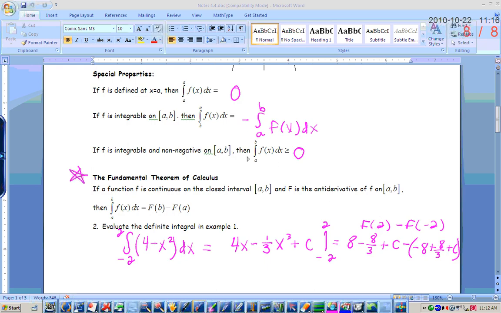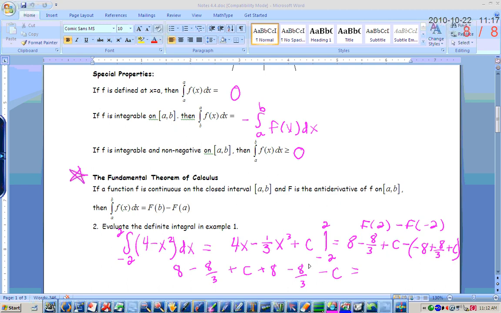Everybody okay? Okay, so let's clean this up. Or at least distribute. So I've got 8 minus 8/3 plus C plus 8 minus 8/3 and then minus C. What happens to those C's? They cancel. Do you think they're always going to cancel in every single problem like this? Yeah, because you're subtracting that second one.